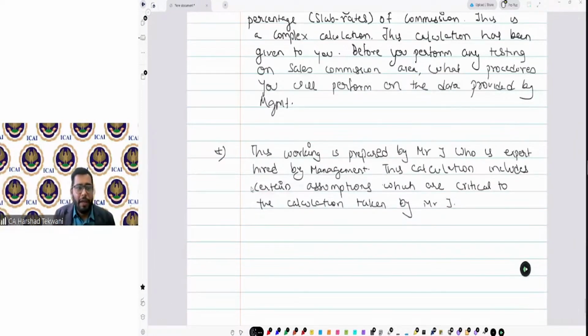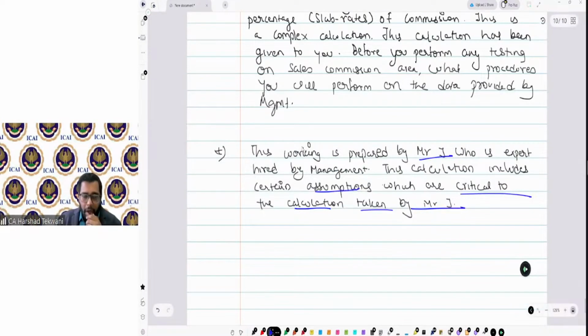So this working is prepared by Mr. J, who is the expert hired by the management. This calculation contains certain assumptions which are taken by Mr. J and are critical to the calculation. Now you tell me, what difference will there be in your procedures upon the data?